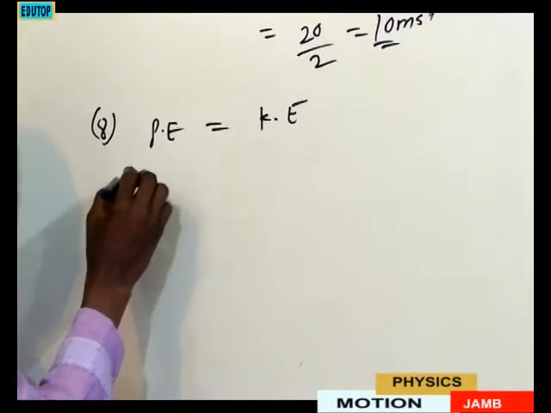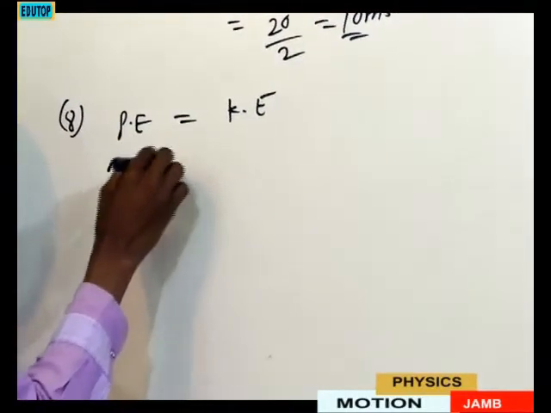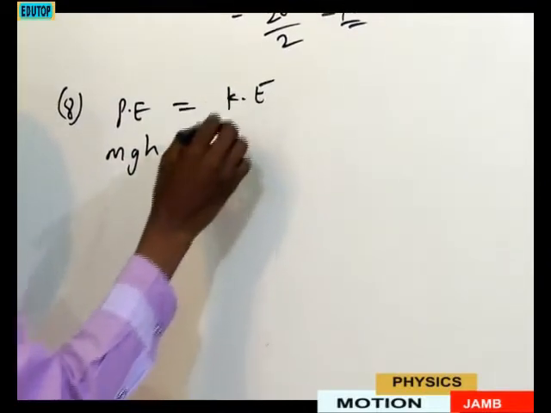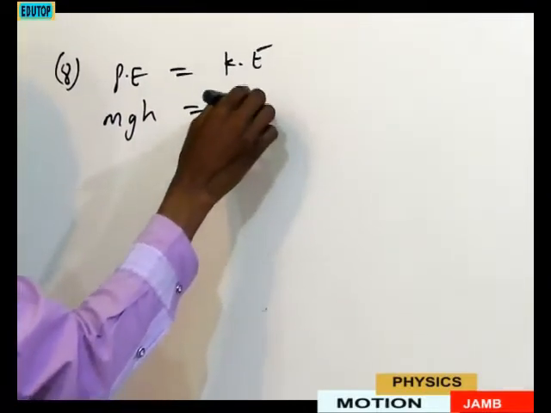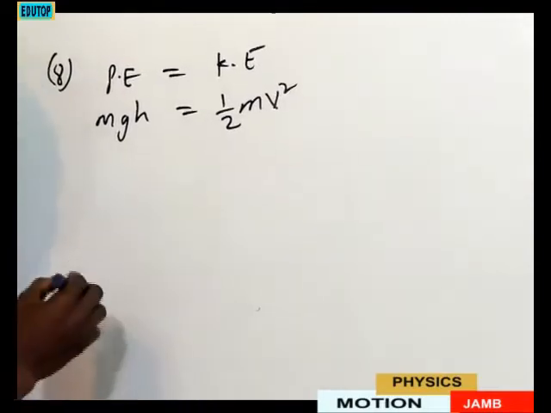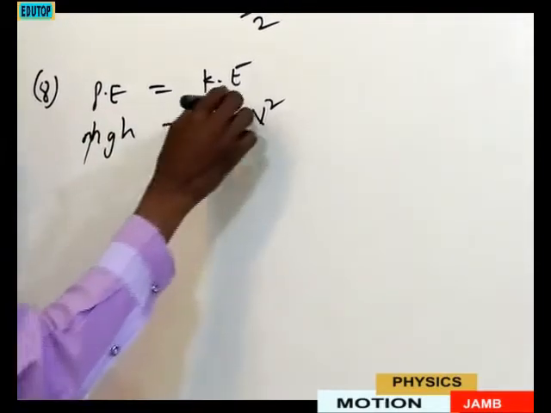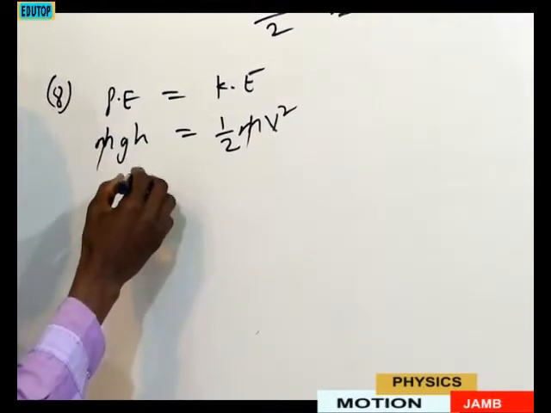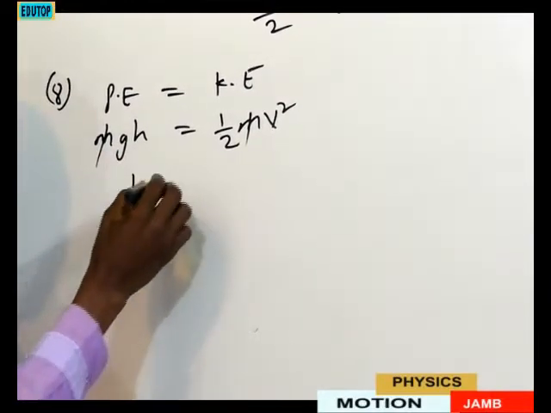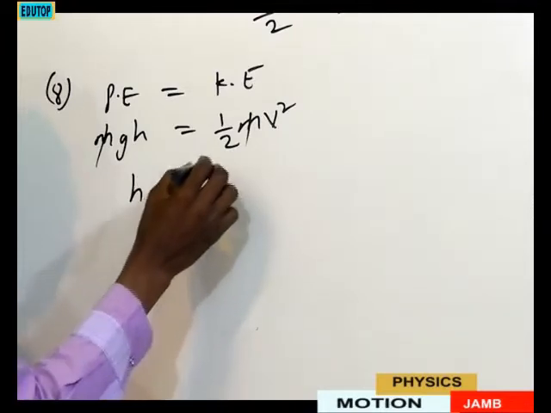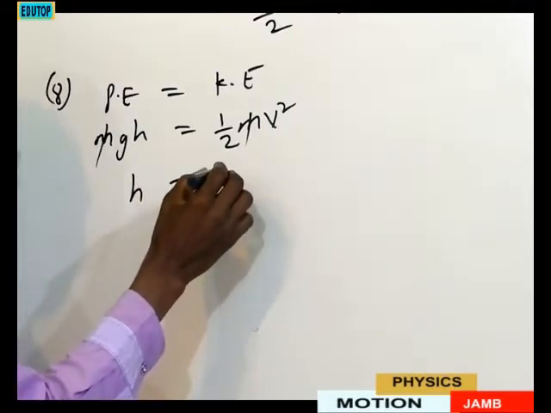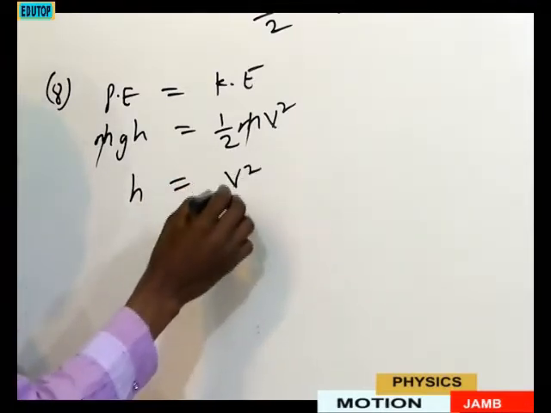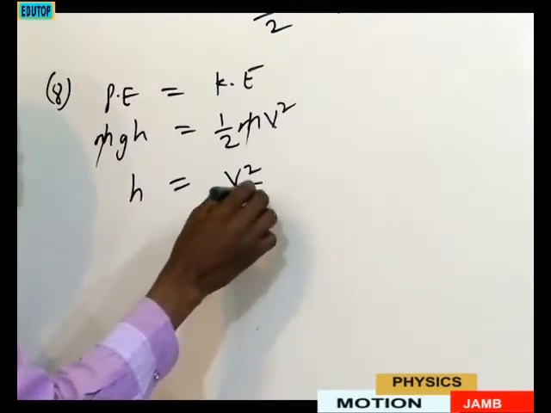The formula for potential energy is mgh. The formula for kinetic energy is half mv squared. You can see m here, m here, they cancel each other. Then, at what height? This is your height h, which will now be equal to v squared divided by 2g.